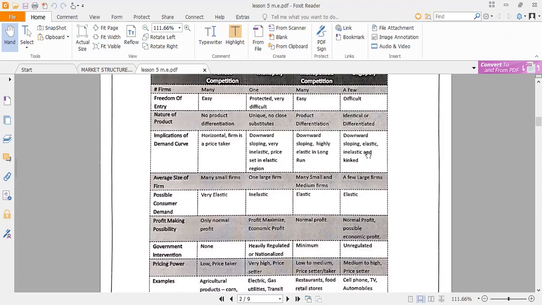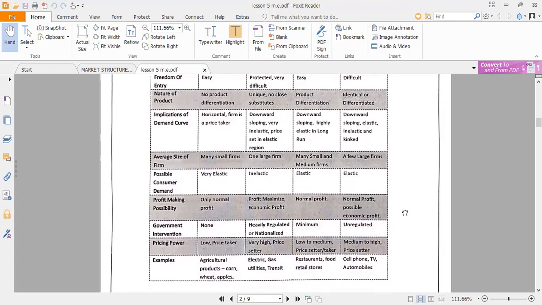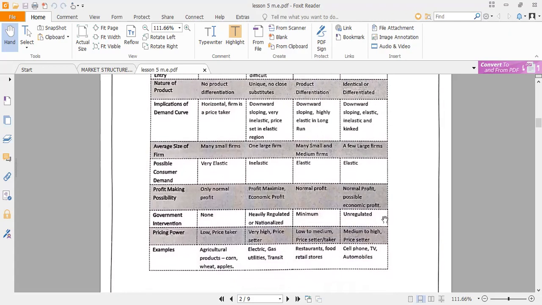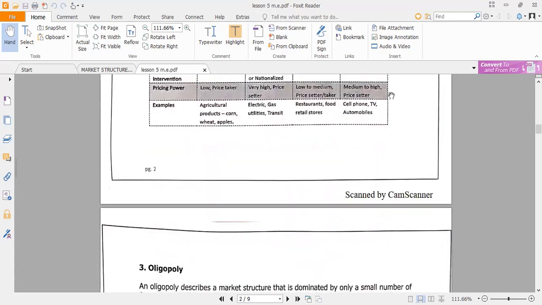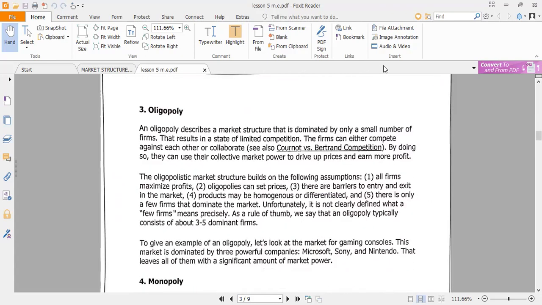They have a downward sloping, elastic, inelastic, and kinked demand curve. A few large firms will form and join, and demand here is both elastic and inelastic. They will make what we call normal and abnormal economic profits in the short and long run. They are unregulated.